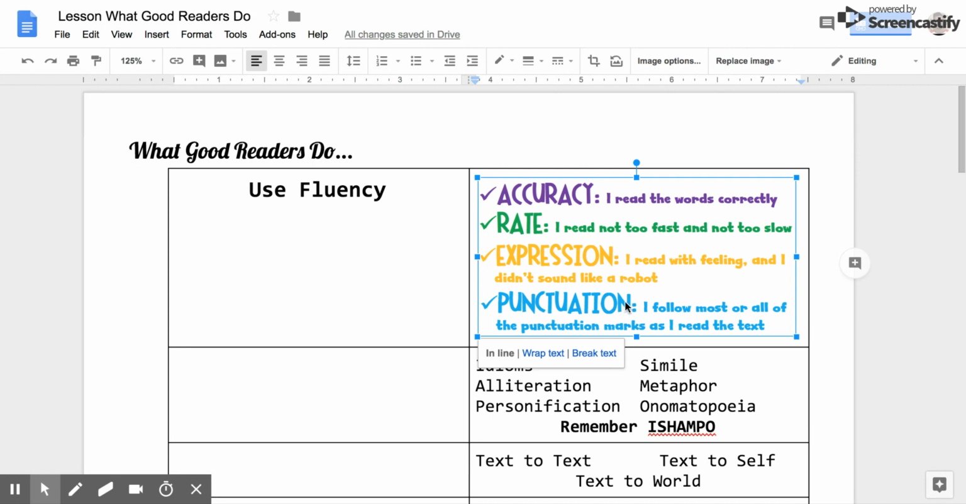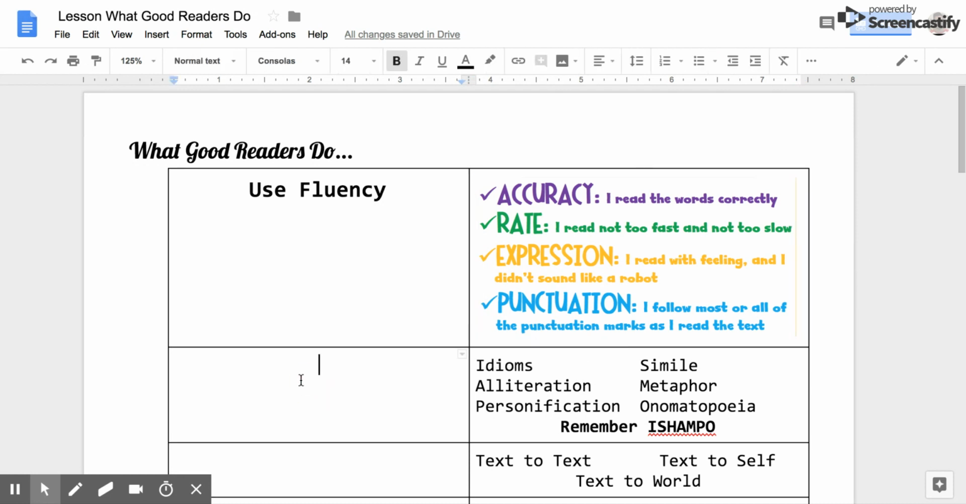Punctuation is important when you use fluency because you must follow most or all of the punctuation marks as you read the text. Now that you're done with the first one, let's go to the second box. Please get your pencil and write, think about figurative language.